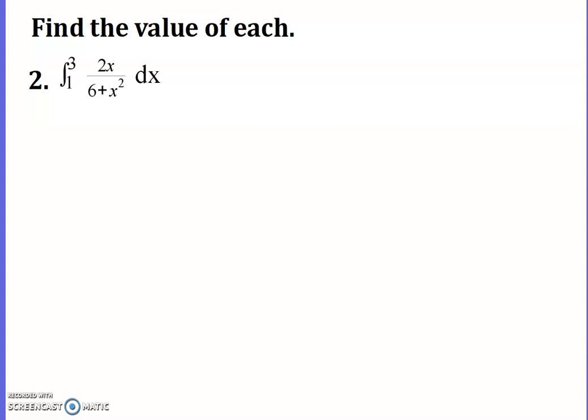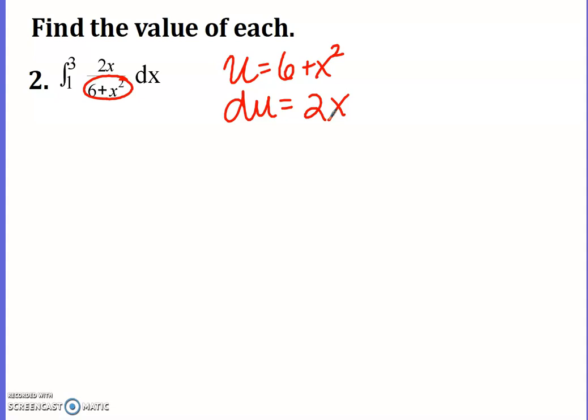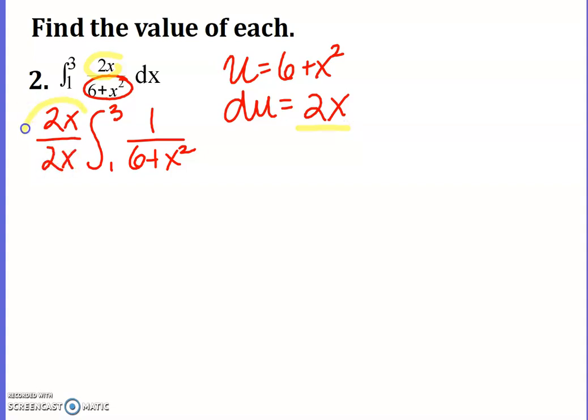Okay, with this one, I'm going to set the denominator as u. Take the derivative, which is 2x. We move the numerator in front of the integral. So this is what I'm left with inside. I divide by du. So this part simplifies to 1. I'm going to sub in u for the denominator.